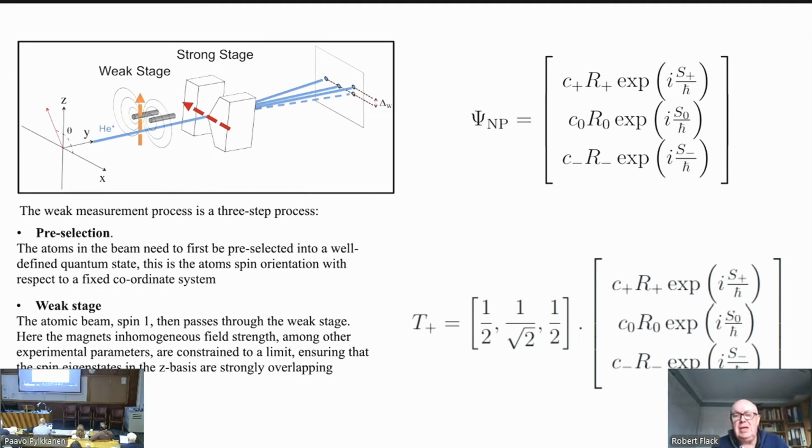Normally, they're both strong: you go through one, it comes out, and then all those 3 beams go into the second one, and each of those beams is now set by the second stage, and that's why you end up with 9 different things.